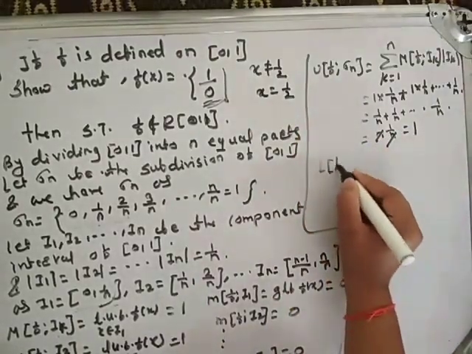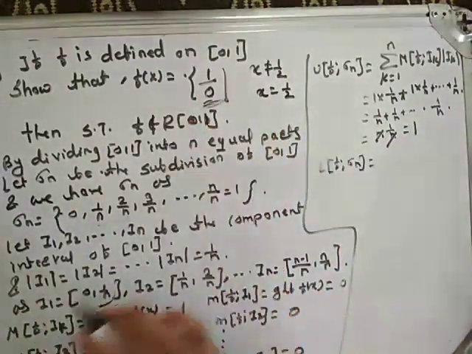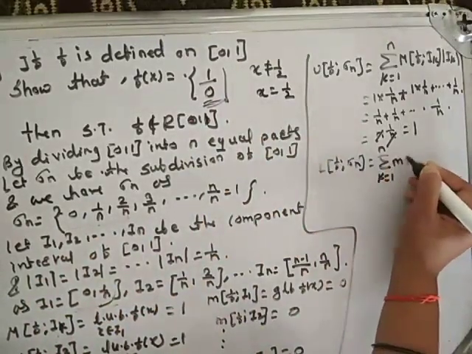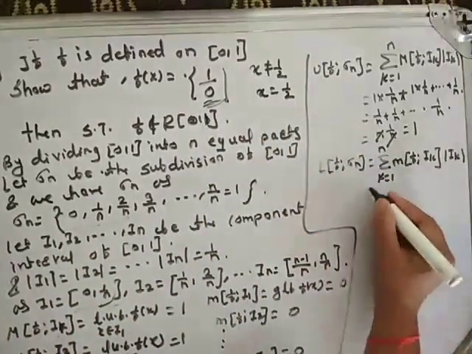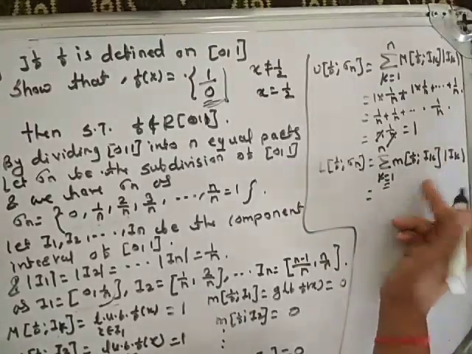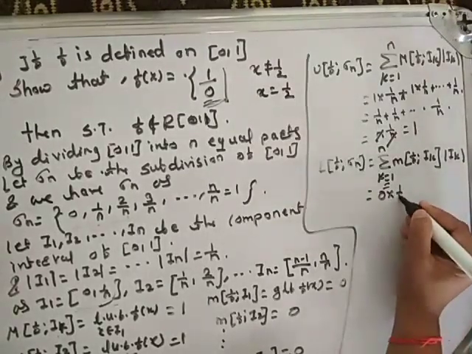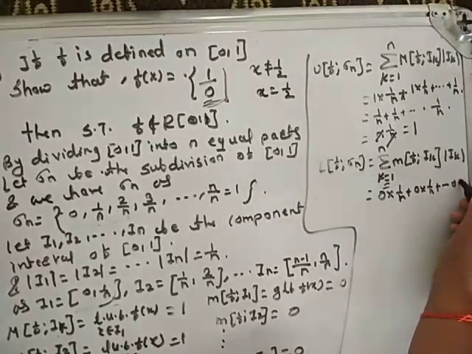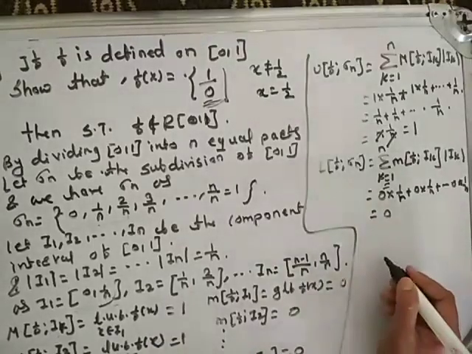Now calculate L(f, sigma n) is equal to, obviously this is 0, but we will calculate it here. Summation k runs from 1 to n of small m(f, Ik) into |Ik|. Okay. If you put k equal to 1, m(f, I1) is 0 into |I1| which is 1/n, plus 0 into 1/n plus and so on up to 0 into 1/n. This is equal to 0. Okay.